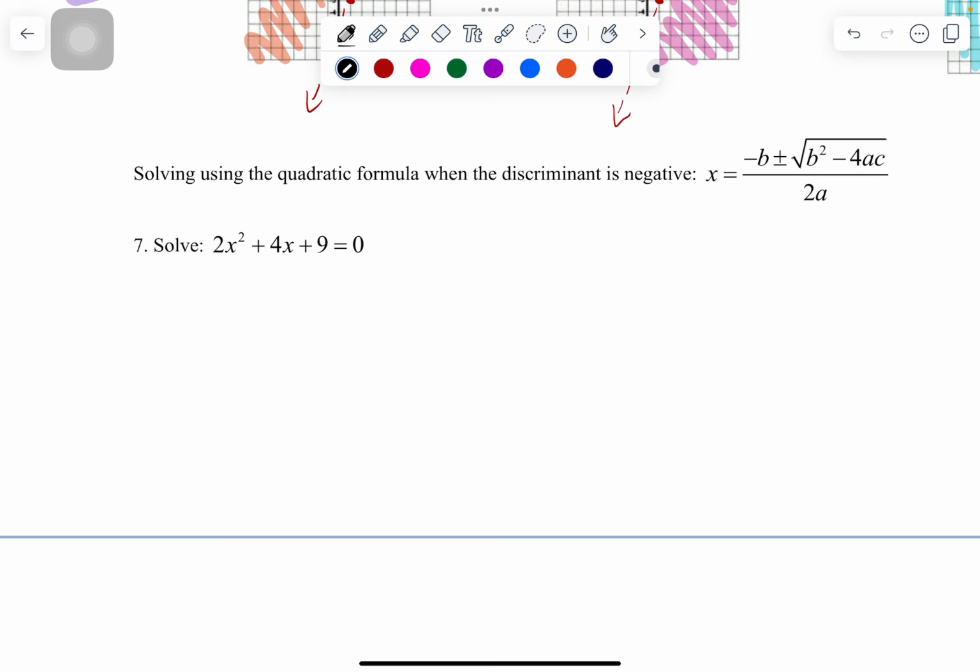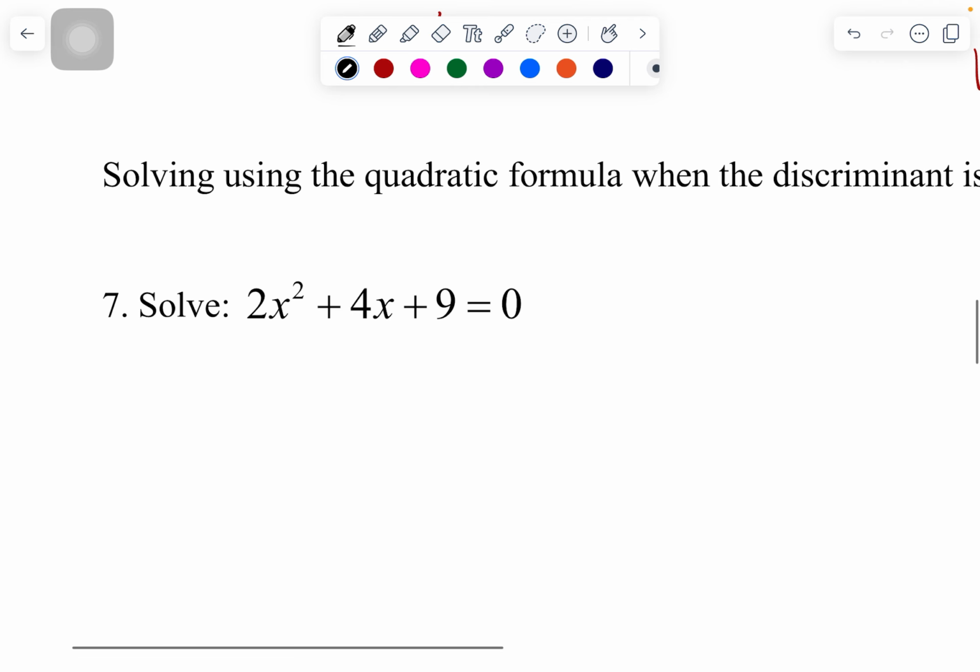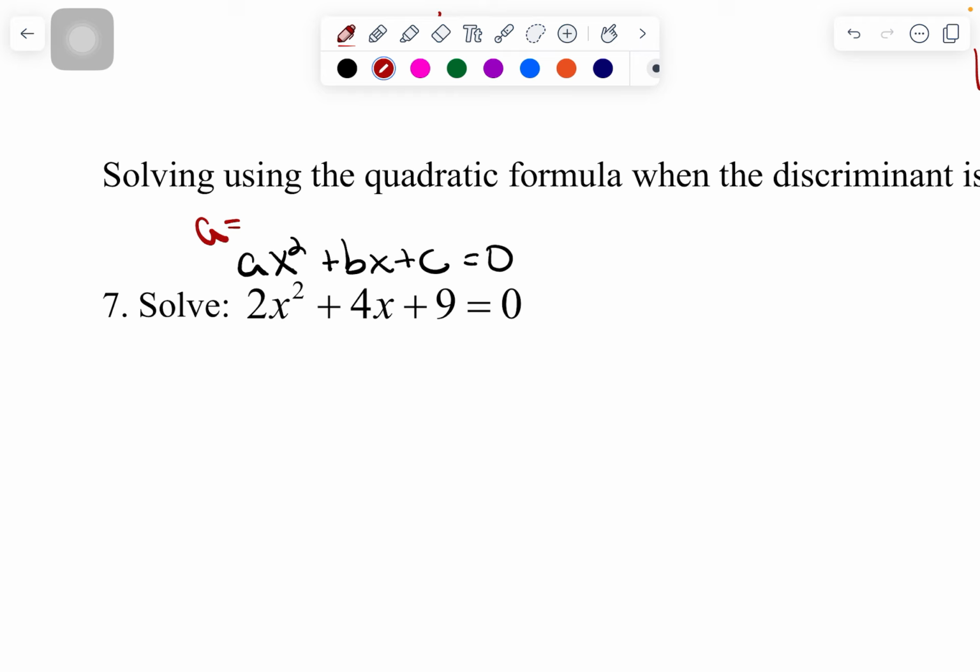As a gentle or not so gentle reminder, to solve using the quadratic formula, you need it to be ax squared plus bx plus c equals 0, which means for our problem, a is equal to 2, b is equal to 4, and c is equal to 9. In that format, you just read the coefficients across. So let's see what we got here.